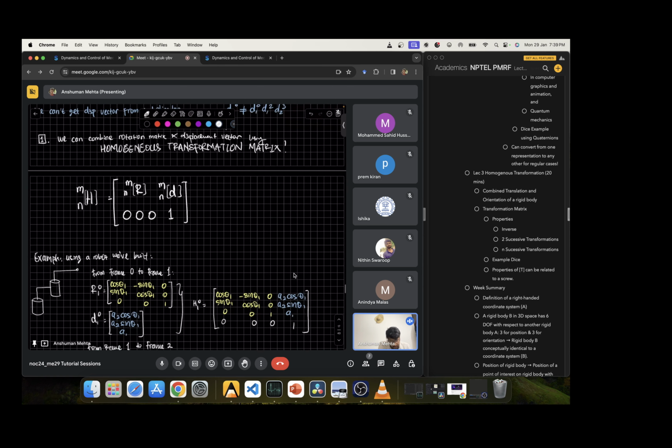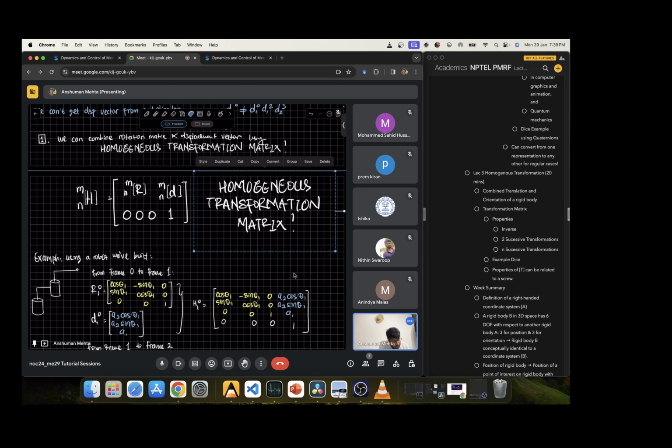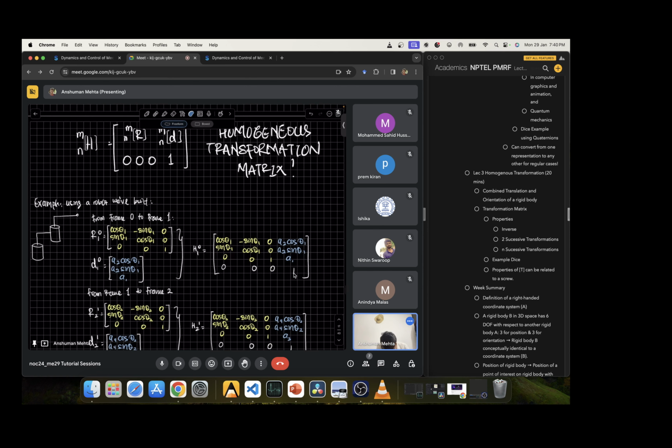So this is our homogeneous transformation matrix. So this is the example, like this, then D the vector.